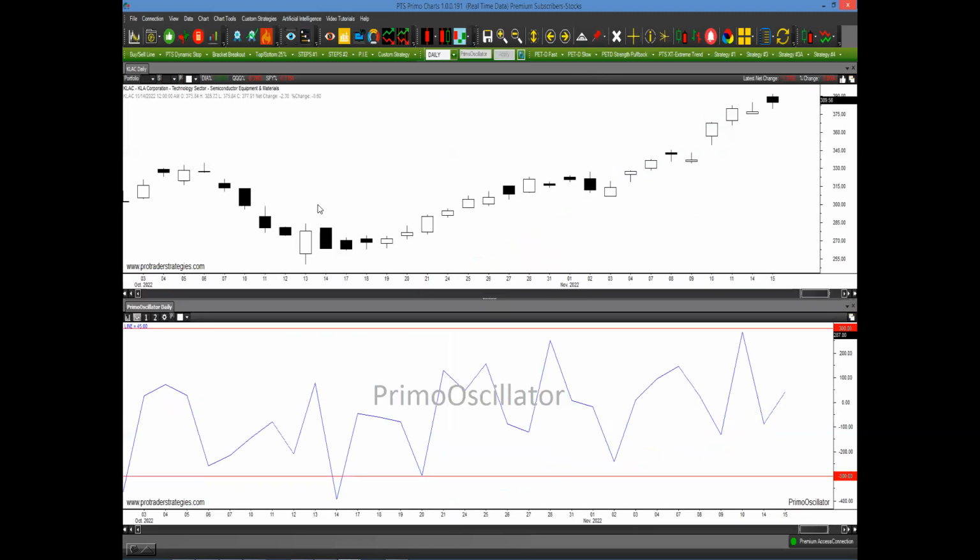Let's apply the same chart with the Primo oscillator, as we see here. We're going to use that same technique with the upper and lower thresholds.